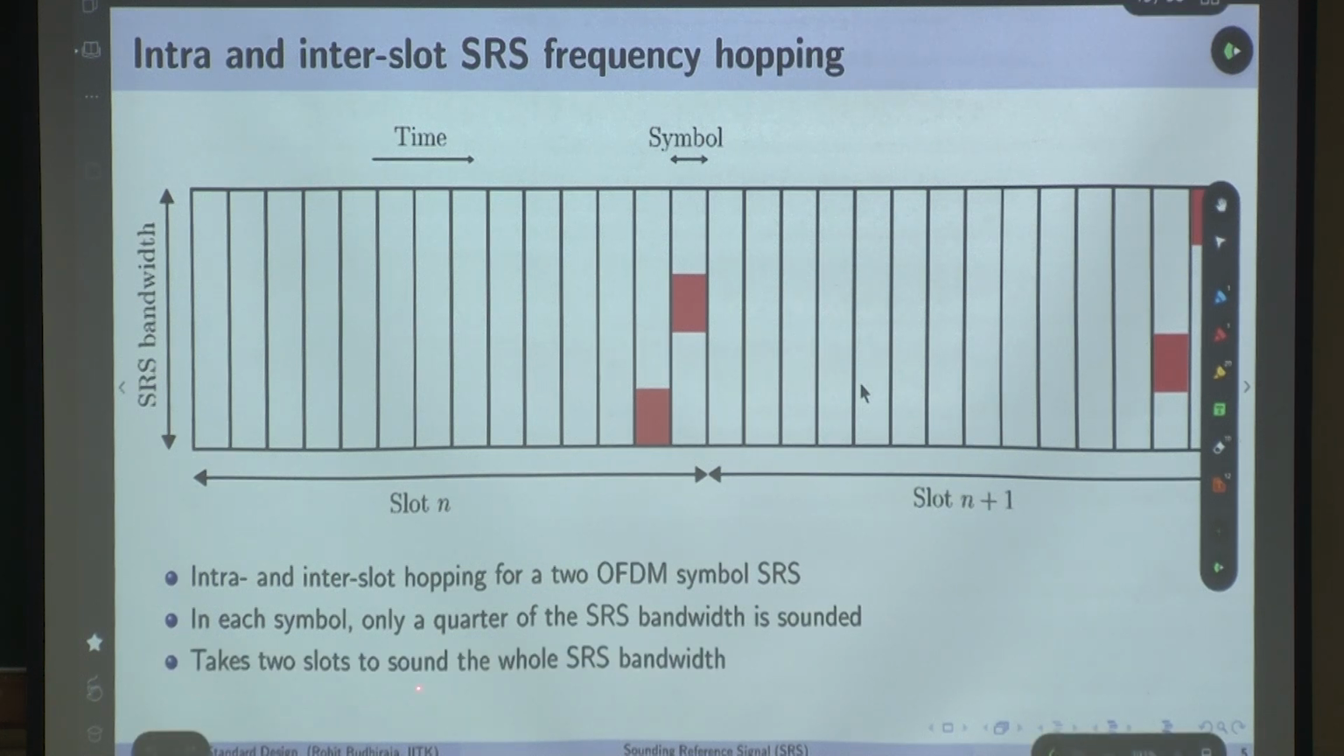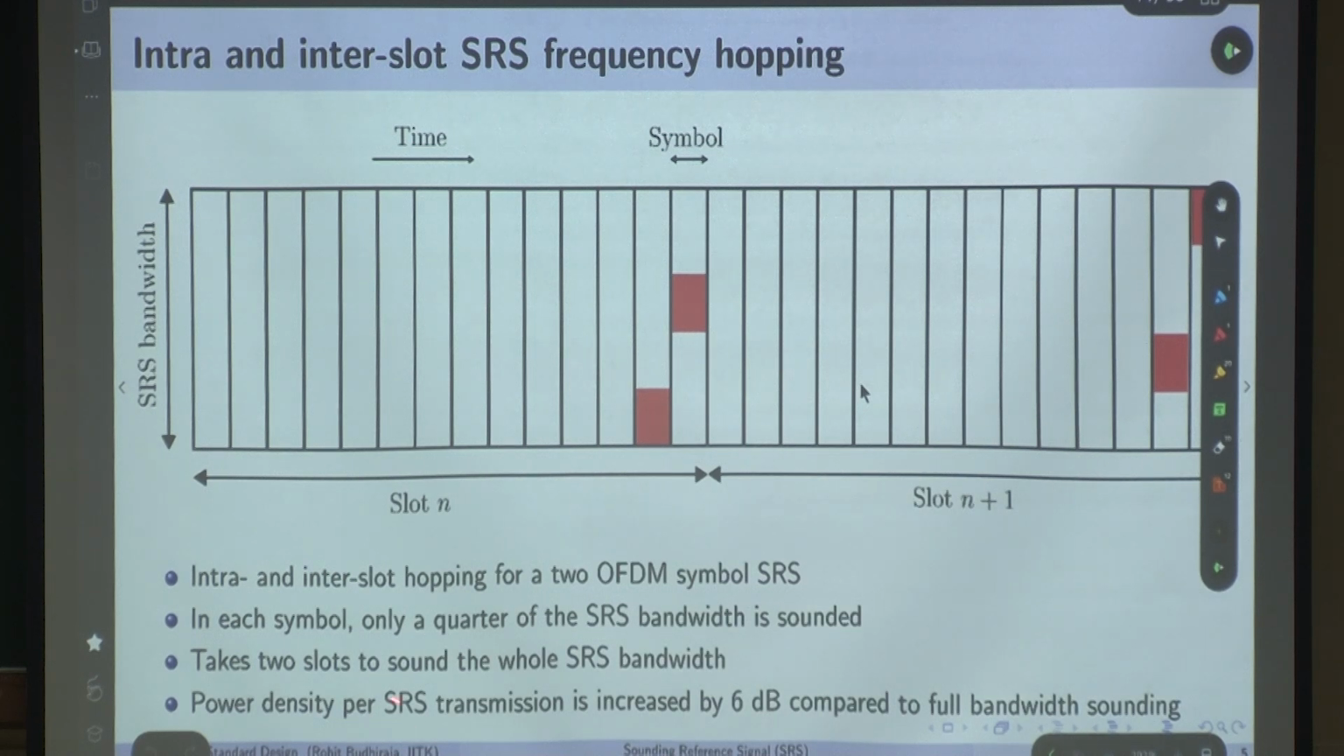What is happening in this case? It takes 2 slots to sound the whole SRS bandwidth. The last case also used 2 slots, while case 1 used only 1 slot. The power density in this case also gets increased by 6 dB compared to full bandwidth sounding. If the whole SRS were sent here, it would be poorer by 6 dB compared with this configuration. So this is the idea of sounding with hopping.